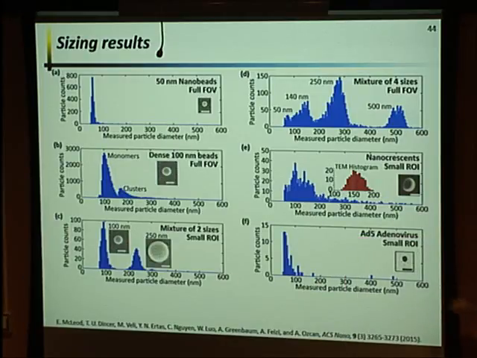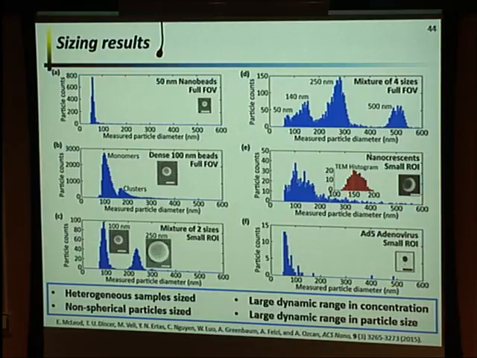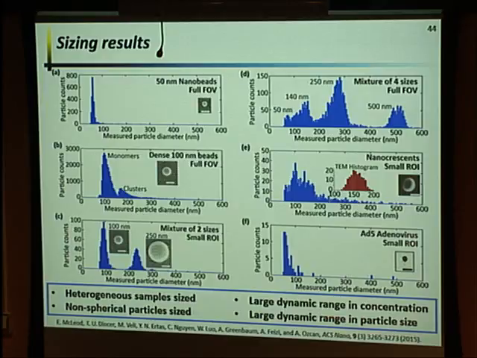And then this is an example of looking at a biological sample. So this is an adenovirus. These should be 60 to 70 nanometers, and we're getting a peak at about the right place there, too. So we can size heterogeneous samples that are mixtures of different sorts of things. We have a large dynamic range in terms of concentration, so we can go from just a few particles up to tens of thousands, and we could probably push this a little bit more. So, 10 to the 5 orders of magnitude range in concentration. We can handle non-spherical particles, although you might need to do a little bit of a change in calibration, and we have a large dynamic range in particle size.